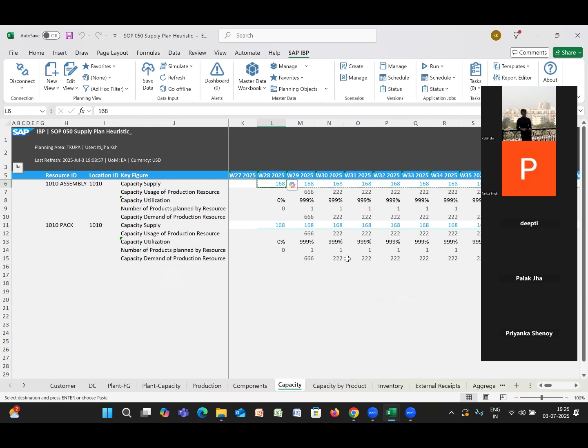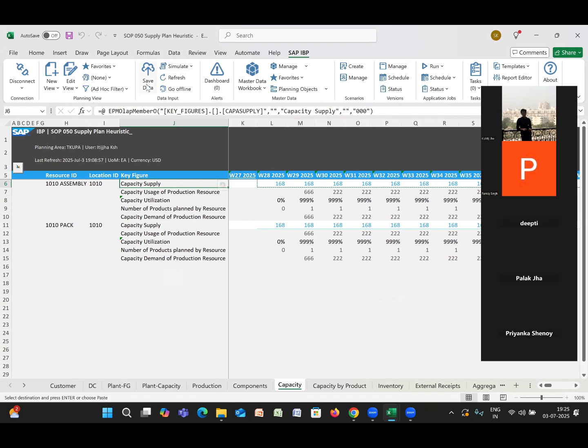Capacity supply is a fact that this machine at this plant is available for so many hours in a week. That's it. It has nothing to do with what we are producing, when we are producing, how much we are producing, who is available, who is not available, labor, etc. Nothing. It has nothing to do with all those. Okay, so that is this key figure. I'll just make a save here.